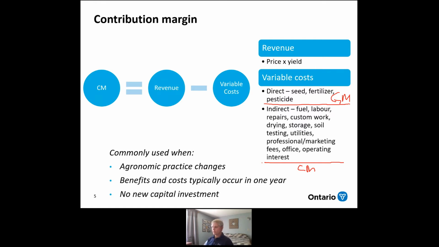What happens with the yields, and it doesn't typically factor in new capital investment. So it's not really looking at new capital investment, because the contribution margin doesn't include all of the costs that are associated with that new capital investment. So it is really just for agronomic changes, more production related changes, as opposed to new capital investment changes.